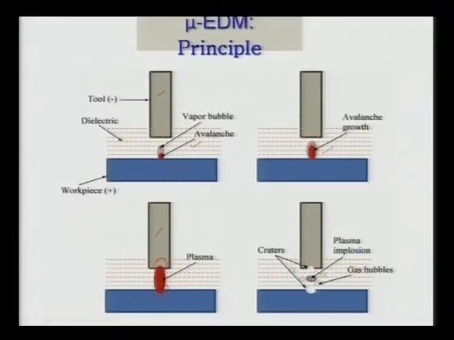Now, those craters are shown over here in the last figure. There is a smaller crater at the cathode and a larger crater at the anode. This indicates that more material is removed from the workpiece and less material is removed from the tool. However, theoretically we want the removal of material from the tool to be 0, if not 0, as low as possible, so that degeneration of the shape of the tool does not take place. Process parameters.